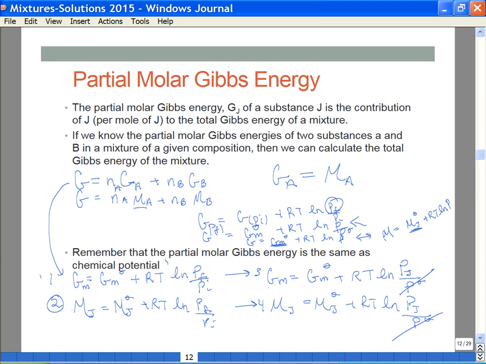Mu sub J is the chemical potential of substance J in solution. So when you are asked to find the molar Gibbs energy of any substance, that is the same thing as the chemical potential of that substance. If you're asked to find the chemical potential, that is the same thing as the molar Gibbs energy. And you can look up the chemical potential of something by looking in the back of the book in Appendix D, in the table where delta G sub M, molar Gibbs energy in the standard state, is located.